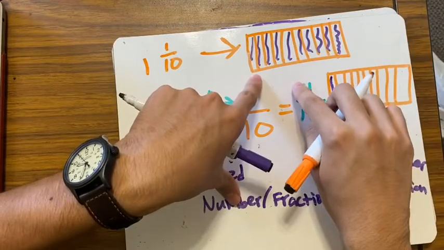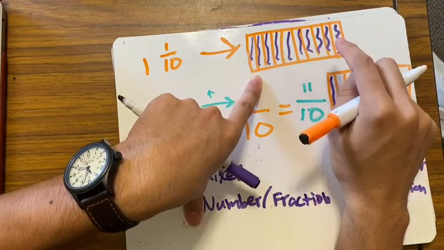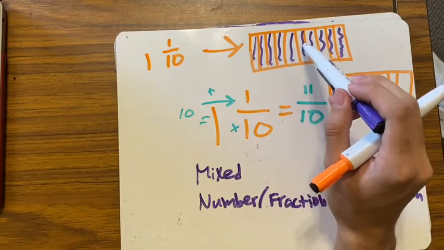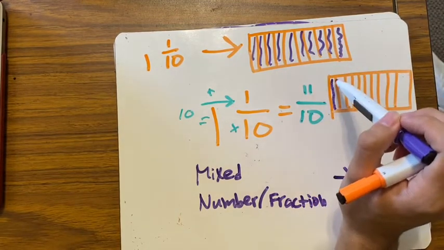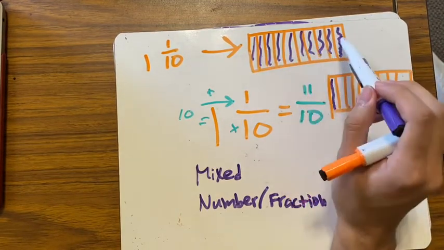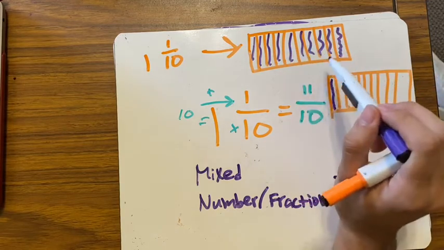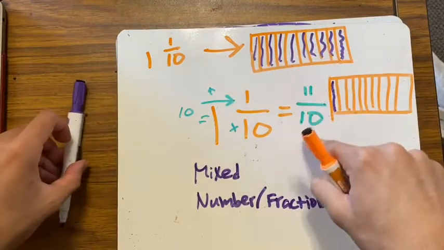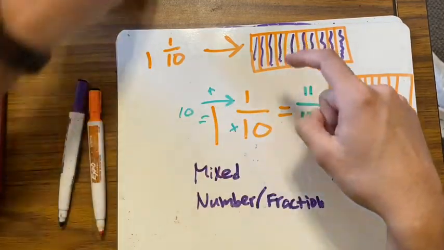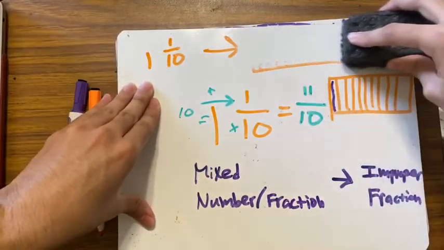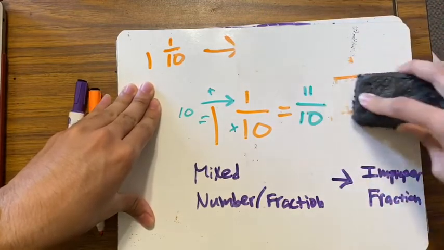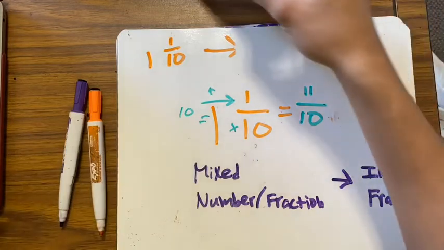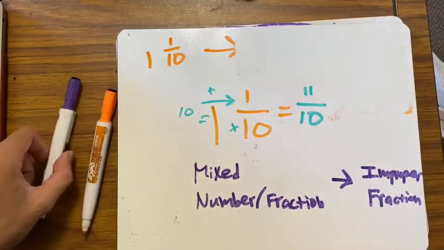And so look, how many do I have in total that are shaded in? Well, let's count the purple. I have 1, 2, 3, 4, 5, 6, 7, 8, 9, 10, 11 shaded in. And then there's 10 pieces in each box, okay? So it's 11 out of 10. So remember, that's how I got this. But now we're not doing the whole drawing thing anymore, because we're 5th graders now, we're using this method called the horseshoe method, okay?